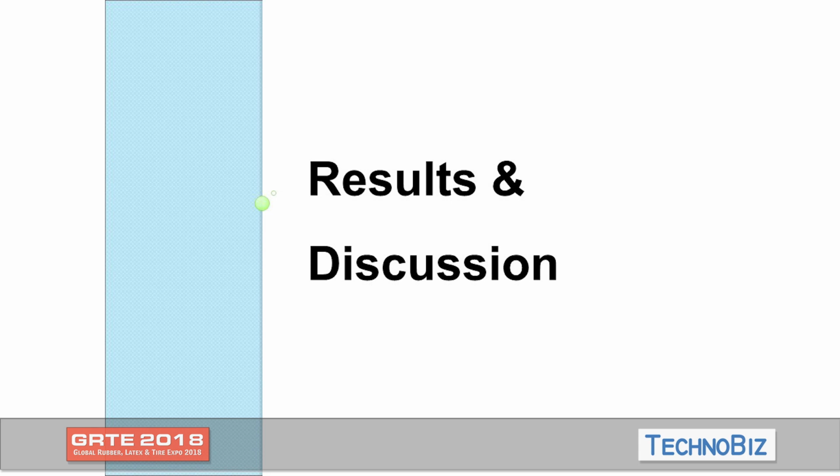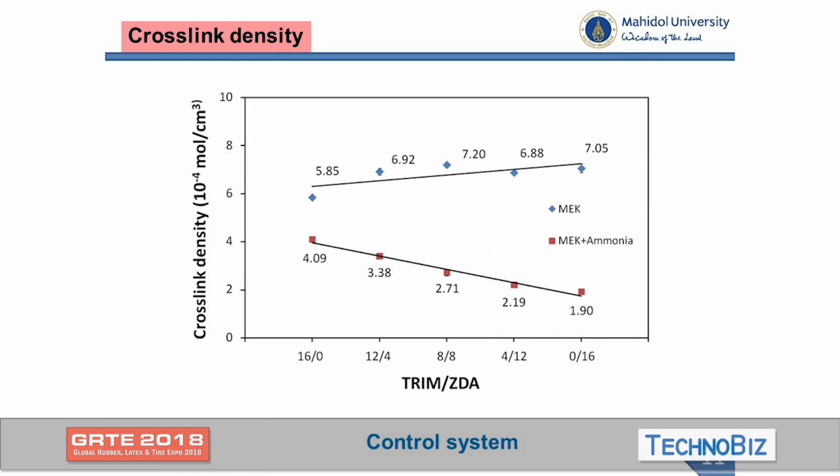So let's come to the results and discussion. The first result to be presented is the crosslink density. Firstly, please take a look at the result represented by the blue dot. This result was obtained by the use of the usual condition. And it can be seen that with increasing ratio of the ZDA, the crosslink density increased.